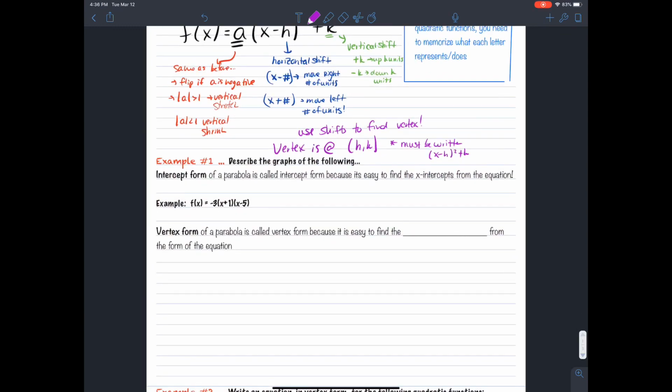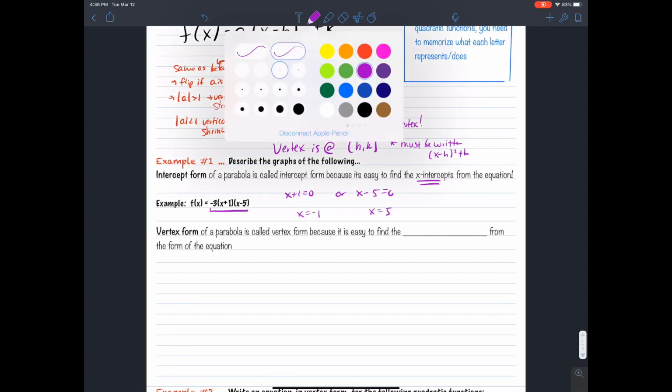So that brings us to our first example. So intercept form of a parabola was called intercept form because we could find the x-intercepts of the equation. Like for example, if this was given in intercept form, the x plus 1 could have been a reason we got to 0, or the x minus 5 could have been the reason we got to 0, in which case I am able to find my x-intercepts.